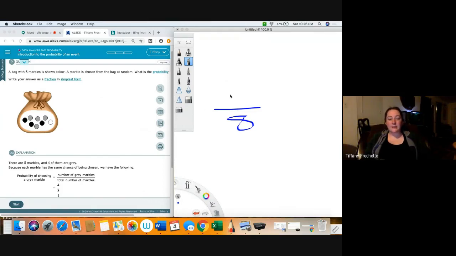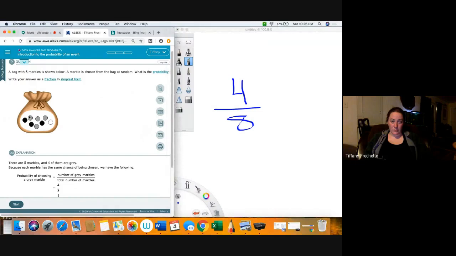But if we look at what we want for the event to occur, the event would be pulling a gray marble out. There's 4 gray marbles. I can't actually mark them on this page, but 1, 2, 3, 4. Sorry, my mouse is going a little funky down on that other page.